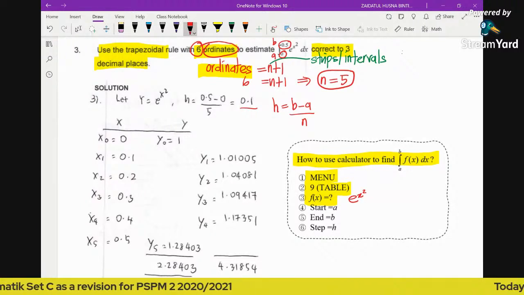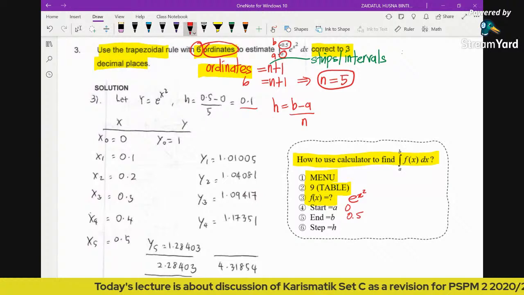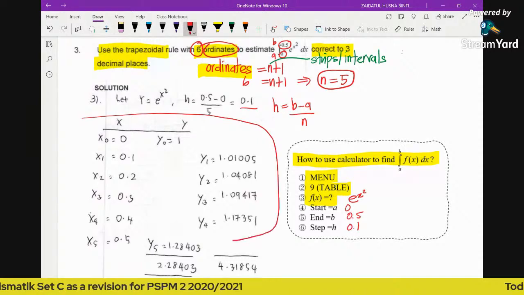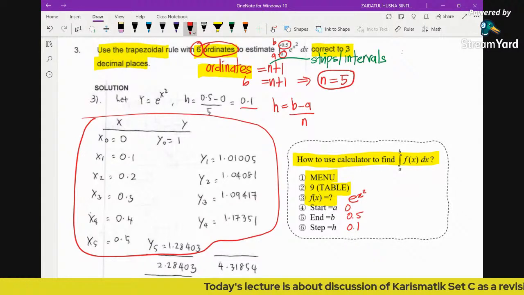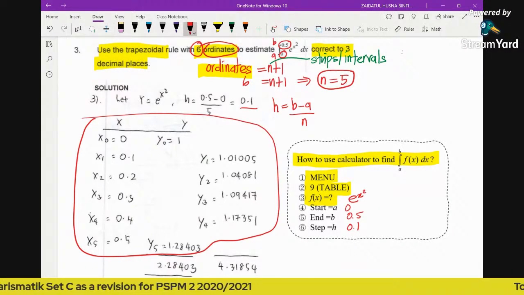Then start is the lower limit. You press 0 and you press equal, and the end is 0.5. And then the h: step is the h, so you plug in 0.1 and you press equal. Once you do this, automatically everything will appear. That's why I told you for this topic, there should be no reason of you losing any marks, guys. So please make sure you do it correctly. This is not something that you can take for granted.